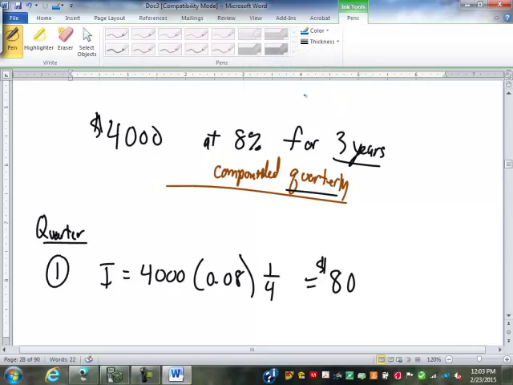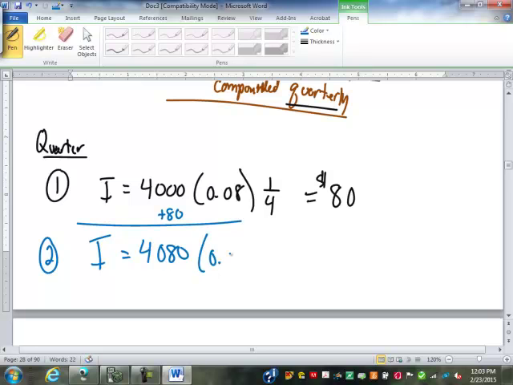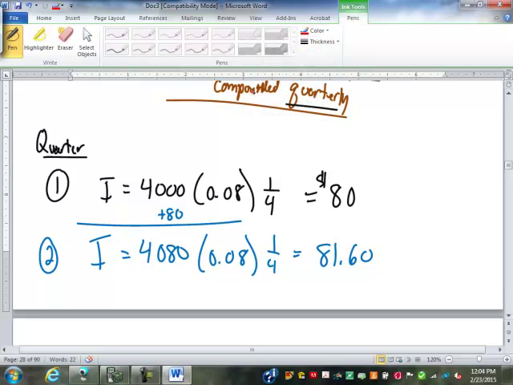So that means we start out the second quarter with 4,000 plus 80, or $4,080. So that means our interest for the second quarter is figured out the 4,080 times 0.08 times 1/4, which gives us $81.60, which we add on. Now, if we look at this, we have to do this every quarter. And we said there are 12 quarters. I don't feel like doing this all 12 times. So let's look for a shortcut.